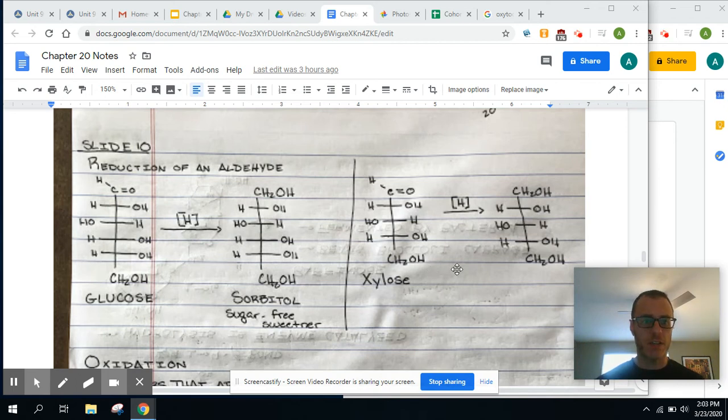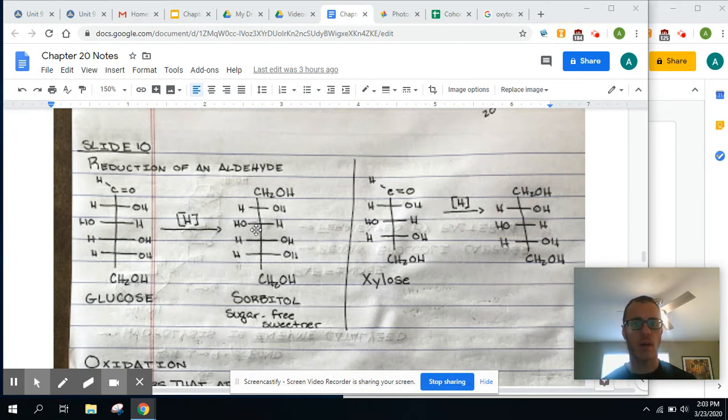All right, guys, we're going to look at slide number 10 right now. And slide number 10, I'm not going to have up on the screen with me simply because I just write down what we're doing. So we're going to start with reduction. We have reduction and oxidation. Remember, reduction is the addition of a hydrogen. Oxidation is the addition of oxygen. Or reduction is removing oxygen and oxidation is removing hydrogen. Two different ways to think about this.